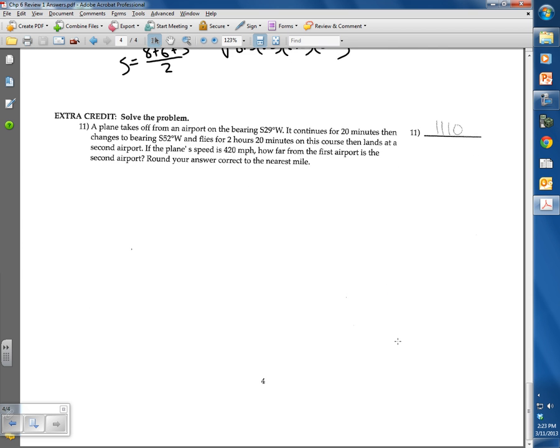Alright, let's take a look at this bearing problem, the extra credit problem. We've got a plane that takes off from an airport on a bearing south 29 degrees west. So we took off headed straight south towards the west at an angle of 29 degrees. Oh, except I'm making us go towards the east. Sorry about that. We're going towards the west from south. The little coordinate plane, cardinal directions: south, north, west, east. Just as a reminder, 29 degrees is in here.